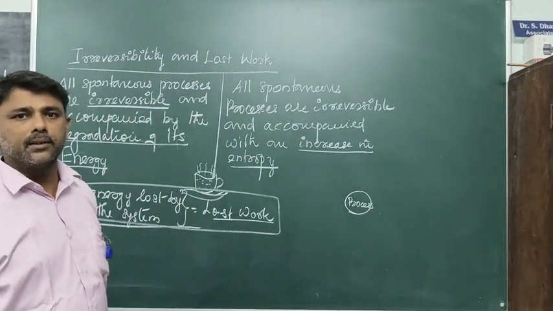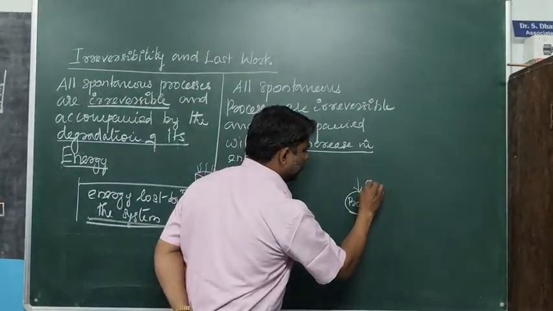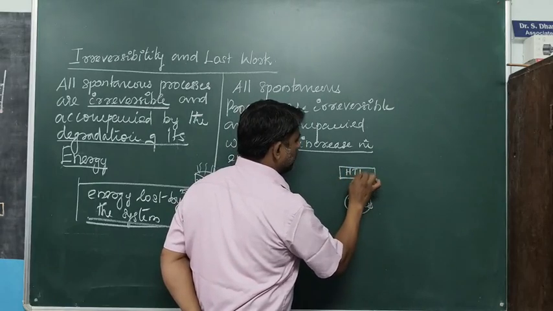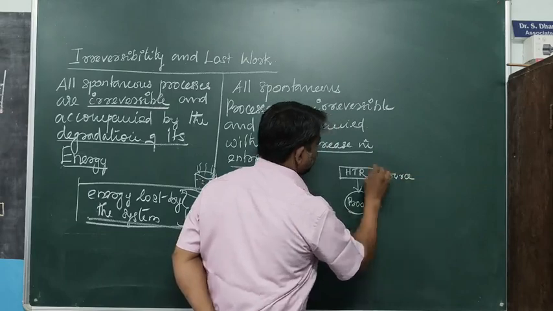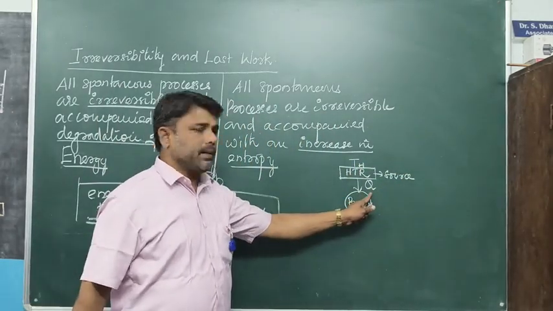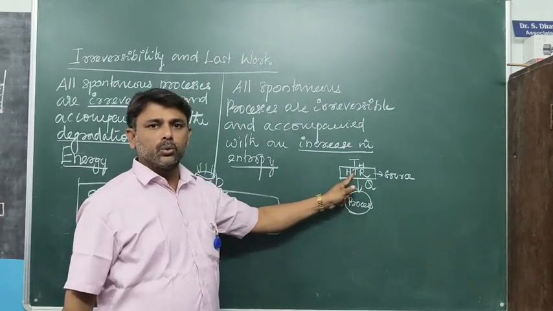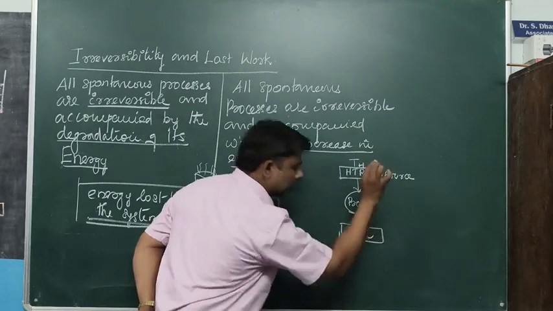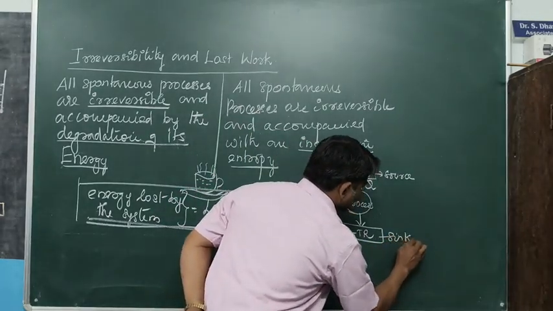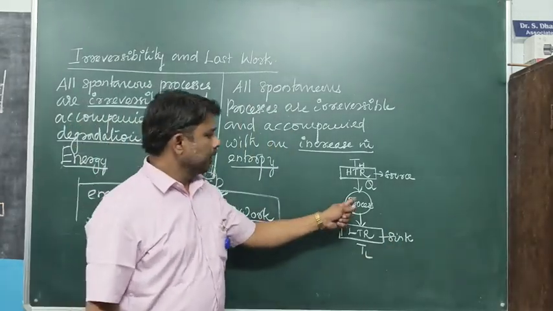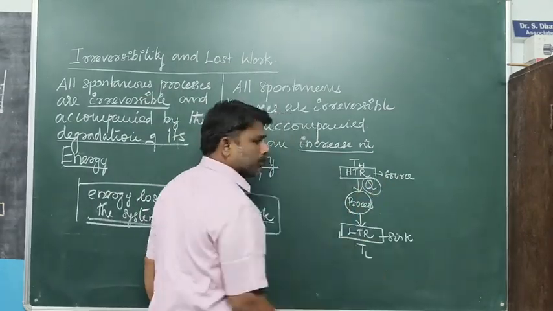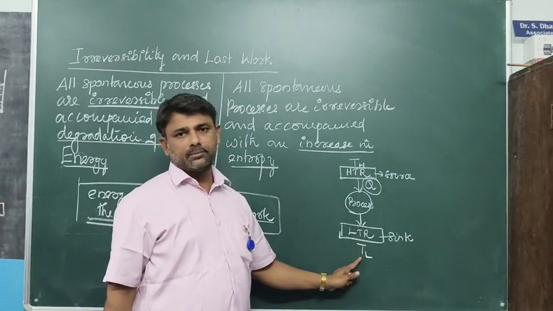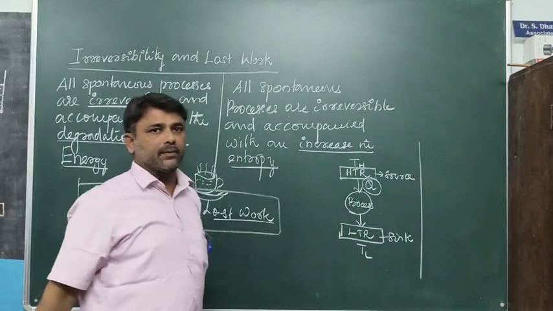Consider a process in which an amount of energy Q is transferred from a high thermal reservoir, what we call the source, whose temperature is TH, to the low thermal reservoir, what we call the sink, whose temperature is TL. Clear? Right. Now I am going to explain the degradation of energy.